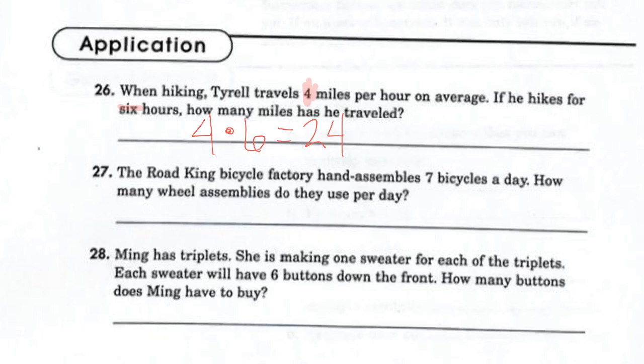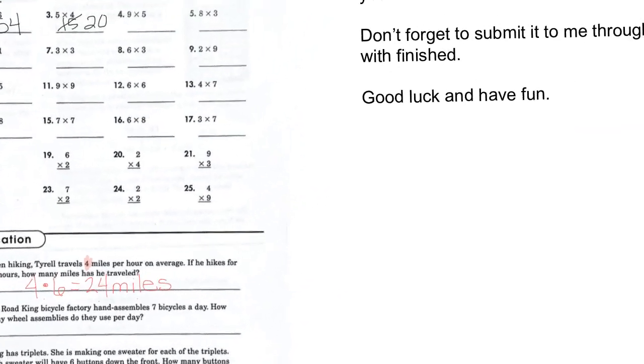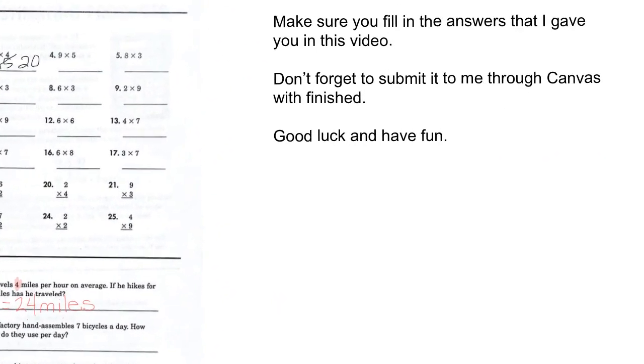Now, we have to label these. These are word problems. That's 24 miles. So it's going to be important that you not only write the problem out, you give me an answer and you label it. So you are going to do problems 27 and 28, writing out the problem, the answer, and labeling it. When you are done, don't forget to submit to me through Canvas.